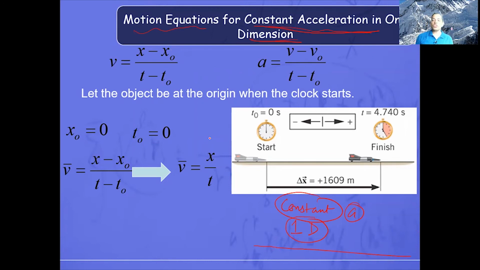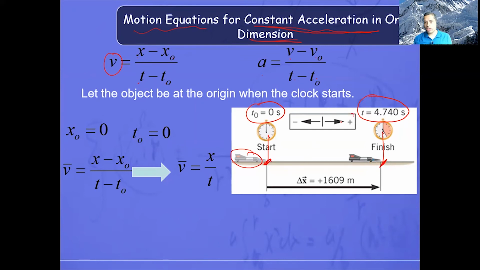Okay. As you know, what is the average velocity? Average velocity is v equals x minus x0 over t minus t0, right? Then what is your average acceleration? v minus v0 over t minus t0. All right. Now if you take a look at this example here, what is your t0? t0 is 0 second. This is the start time, and this is the finish time. And your finish time is 4.74 second.